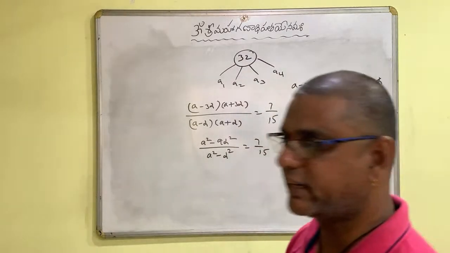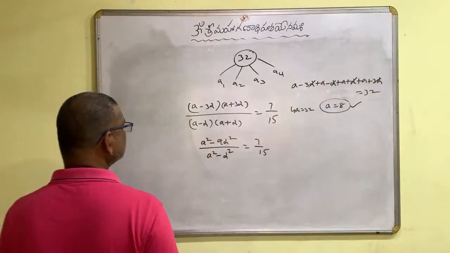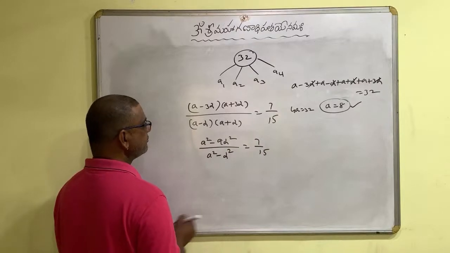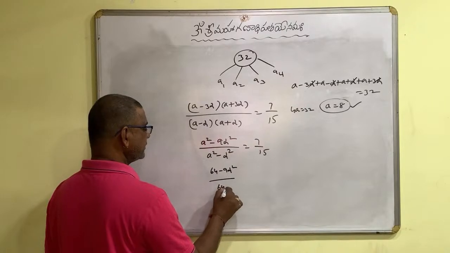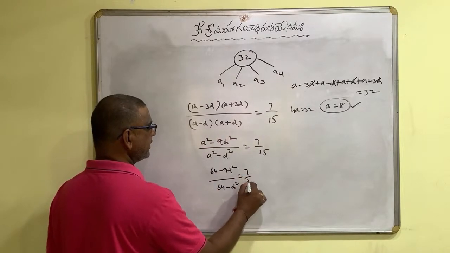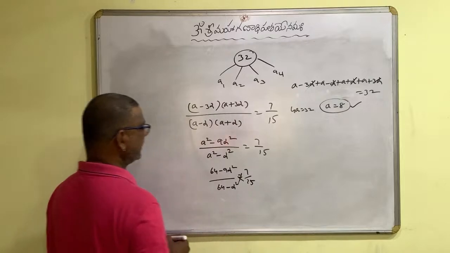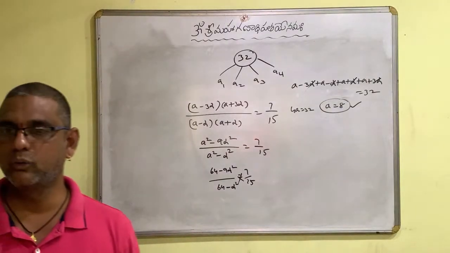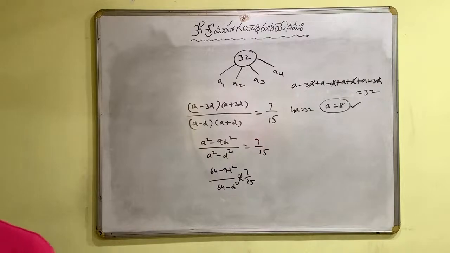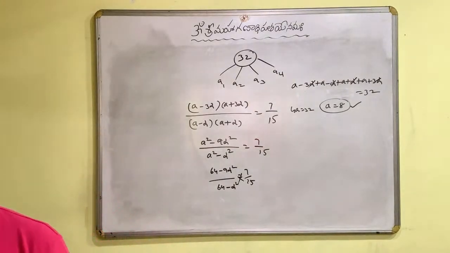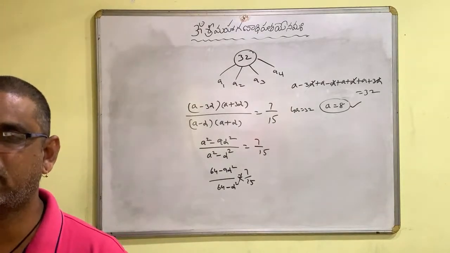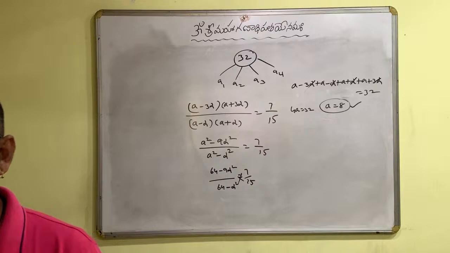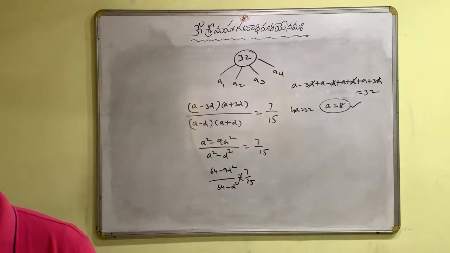Plus or minus 2, is that right? 8 square is 64. 64 minus 9d square by 64 minus d square is 7 by 15. Do cross multiply and simplify. 15a square minus 135d square equal to 7a square minus 7d square.